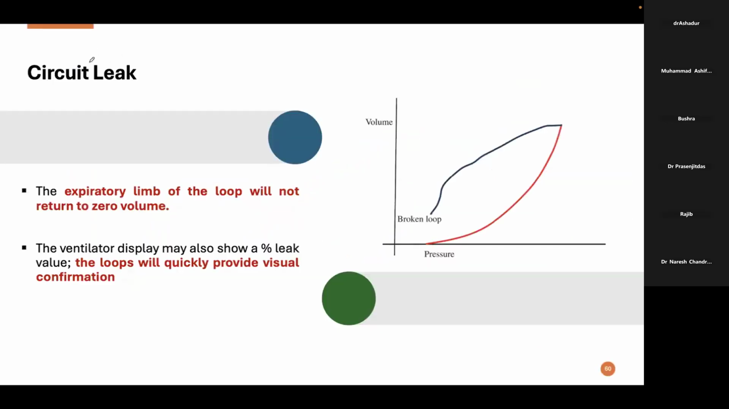Leak. Whether leak is happening or not, nowadays modern ventilators do display a numerical value, but still by looking at these loops, we can see, yes, this expiratory phase is not finishing where it started. So probably it is a broken loop. So probably there is leak.